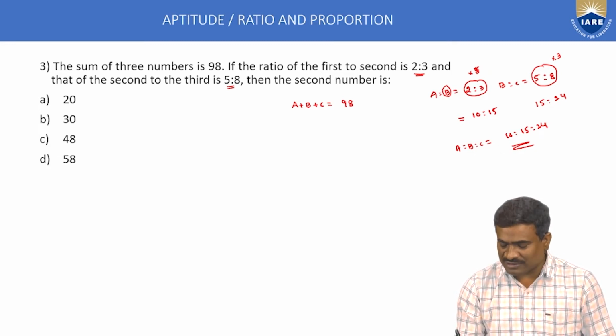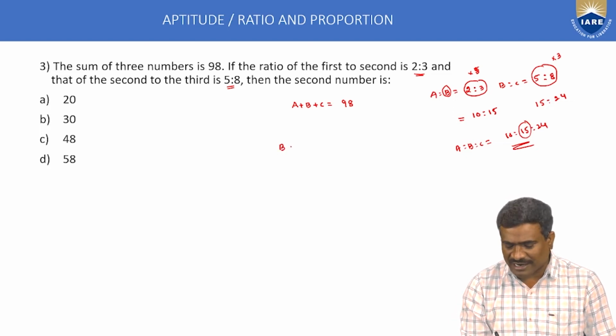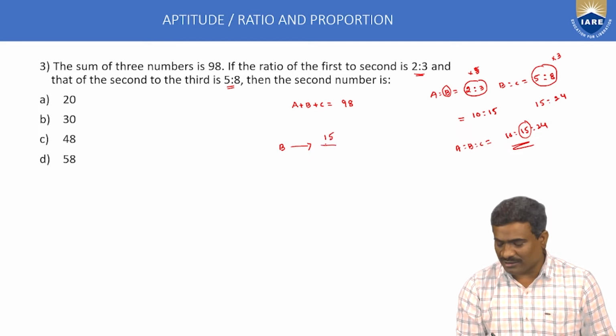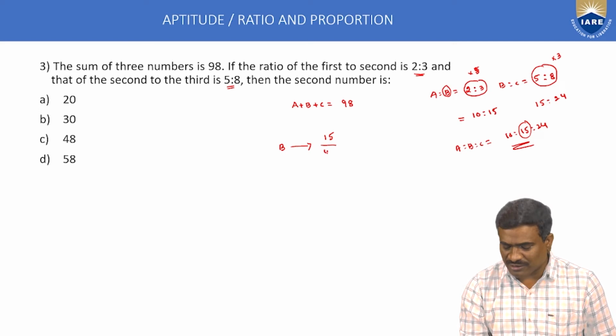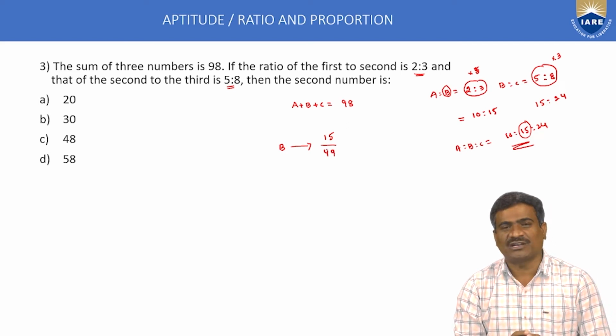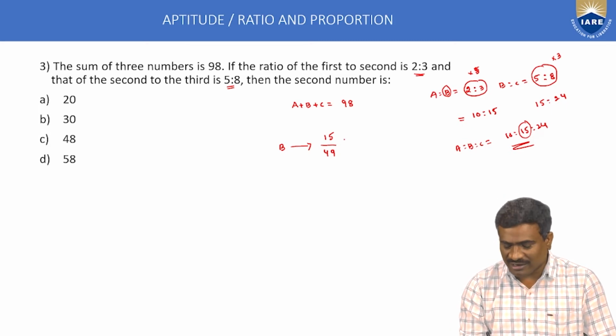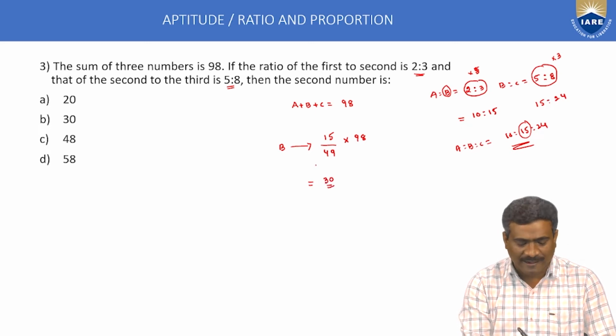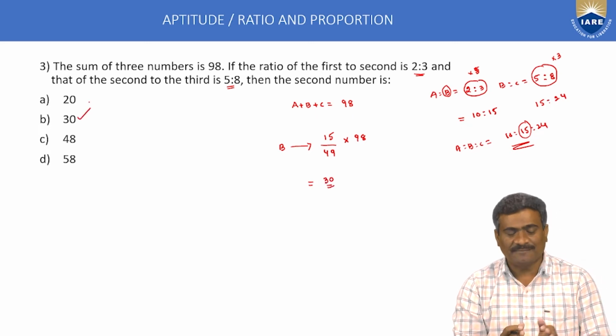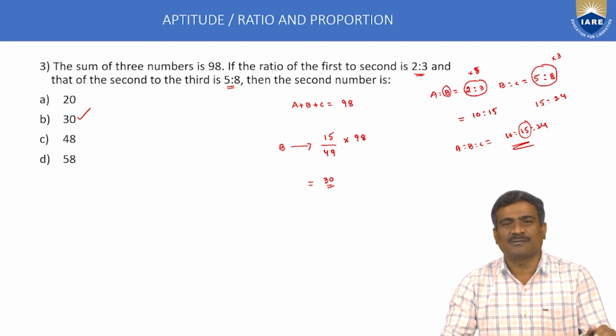Calculate second number. Second number is equal to B. Here B value is equal to 15. Denominator total. Total means 10 plus 15 plus 24, that sum is equal to 49, into total 98. 15 by 49 into 98 is equal to 30. Option B only correct. This is about third example.